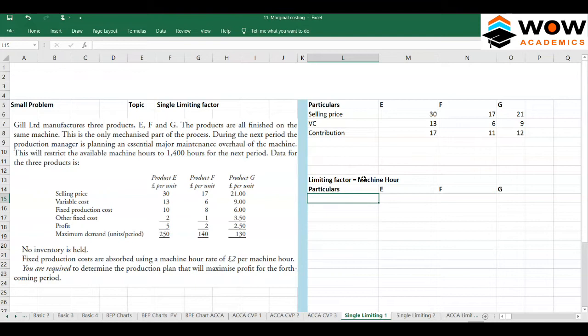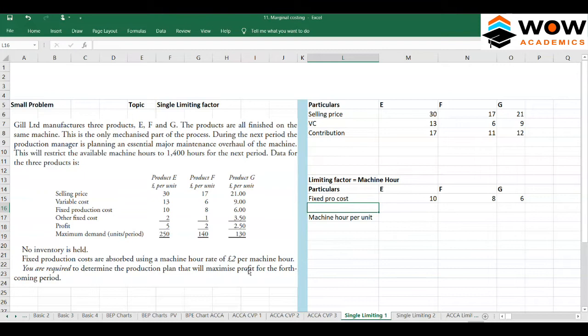So the machine hour per unit is what we want. To find that out, first we need to find the fixed production cost. Why do we need that? We'll first enter it and I'll explain. Fixed production cost is incurred because of the machine cost. He says fixed production costs are absorbed at $2 per machine hour. So for using the machine, the company has to pay around $2. We can assume that.